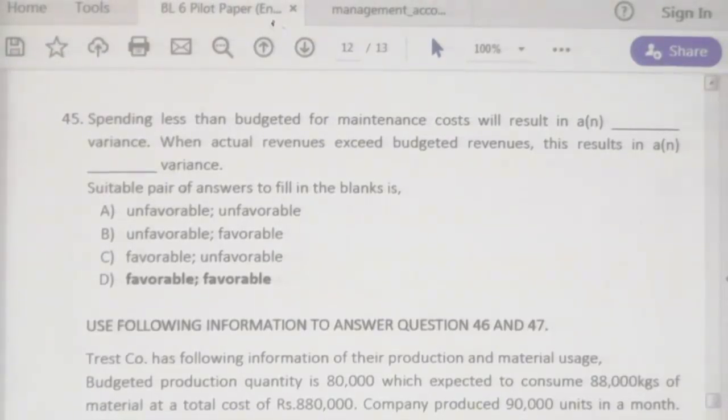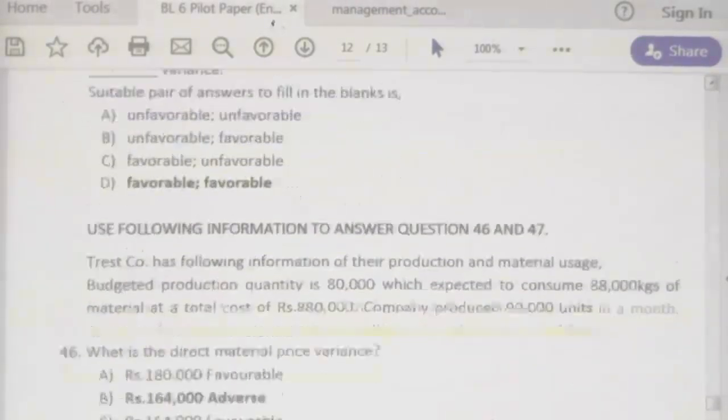Spending less than budget for maintenance cost: when you spend less than budget for cost, it is favorable. Therefore, the first blank is favorable. When actual revenue exceeds budget, again it is favorable. Therefore, the second blank is also favorable. Therefore, the answer will be D for these two blanks.